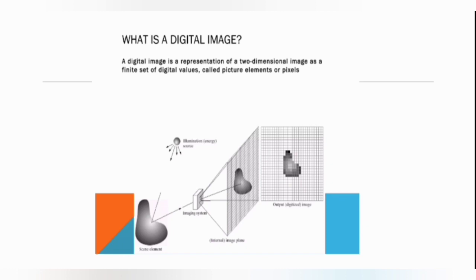What is a digital image? A digital image is a representation of a two-dimensional image as a finite set of digital values, that is, binary values, zeros and ones. These are called picture elements, image elements, pixels or bits. Digital image processing may be defined as a process in which both input and output are images. It is also the process of extracting attributes from images.